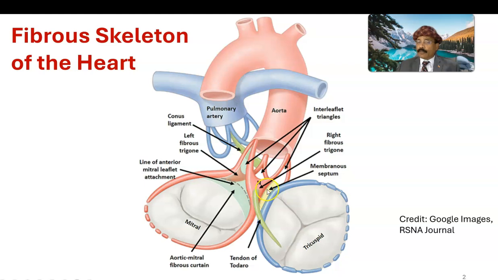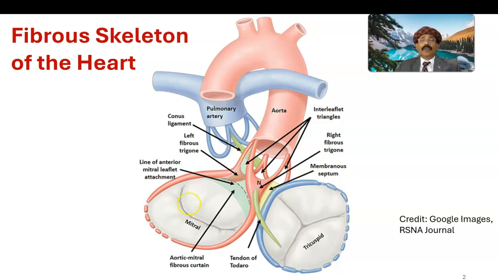So they contribute in the formation and maintenance of the fibroskeleton of the heart. We have the interleaflet triangles, both for the aorta as well as for the pulmonary trunk or pulmonary artery. This is the pulmonary trunk, and this is another branch of the pulmonary trunk, the pulmonary artery. We are getting the conus ligament for the conus arteriosus, the part of the heart from which the pulmonary trunk arises.